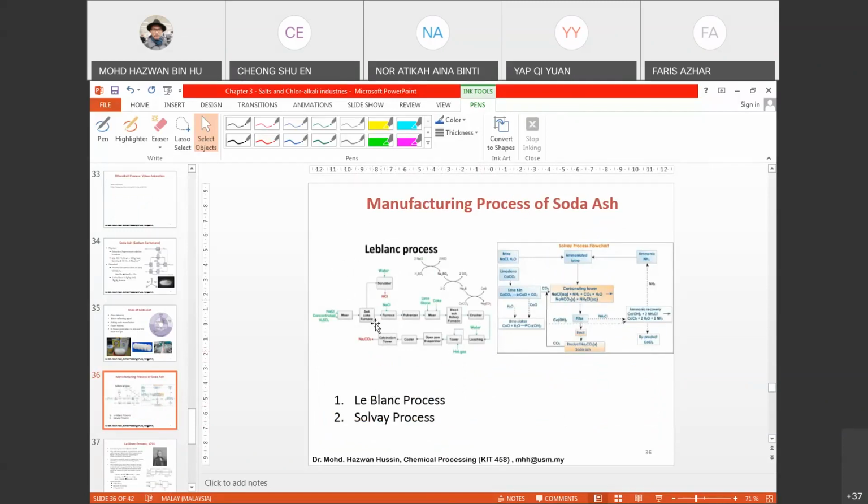This is actually the name of a person. Okay, and we have another one which is known as the Solvay process. Solvay is also the name of a person. Later on, we will see the advantages and disadvantages of these 2 processes.